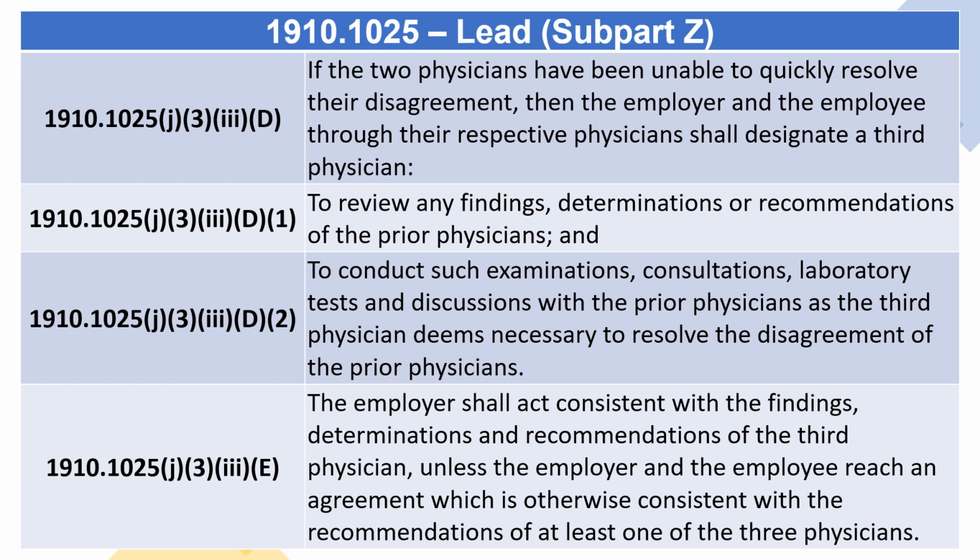1910.1025(j)(3)(iii)(D)(1) and (D)(2), to review any findings, determinations, or recommendations of the prior physicians, and to conduct such examinations, consultations, laboratory tests, and discussions with the prior physicians as the third physician deems necessary to resolve the disagreement of the prior physicians. (j)(3)(iii)(E), the employer shall act consistent with the findings, determinations, and recommendations of the third physician, unless the employer and the employee reach an agreement which is otherwise consistent with the recommendations of at least one of the three physicians.